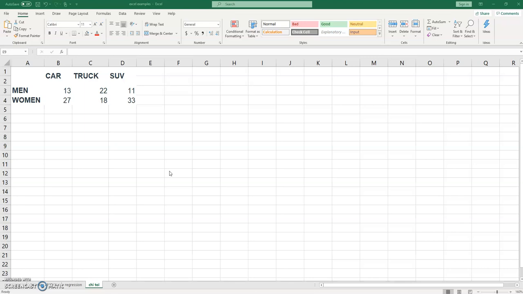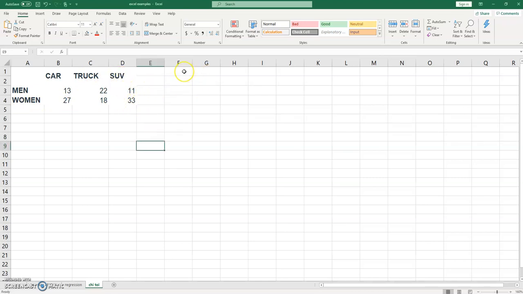So what you have here is a table that shows the observed frequencies for certain outcomes. I have two variables, the type of vehicle and sex. Type of vehicle takes three levels, or categories: car, truck, and SUV. And sex takes two levels, men and women. In each of these cells, you see the number of people who chose a particular option. So 13 men chose a car, 22 men chose truck, 11 chose SUV, 27 women car, 18 women truck, and 33 women SUV.